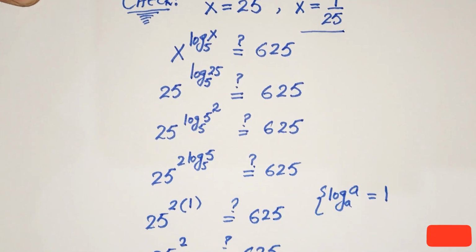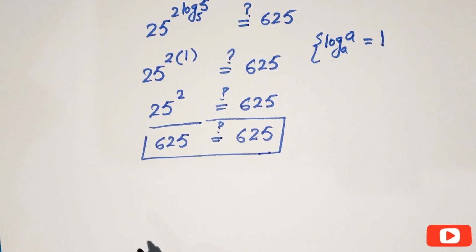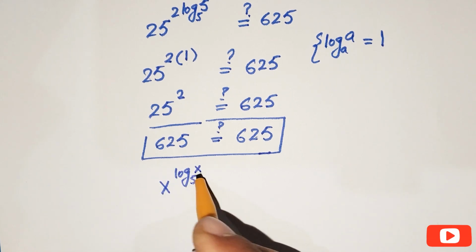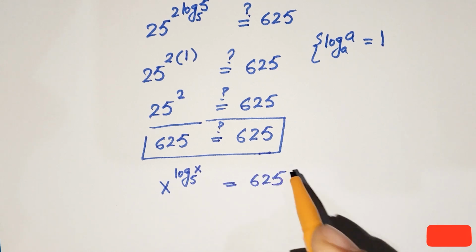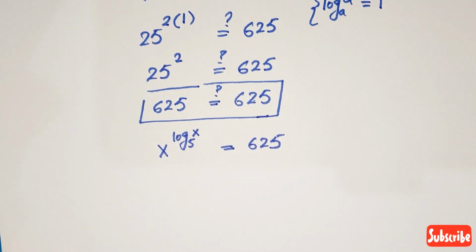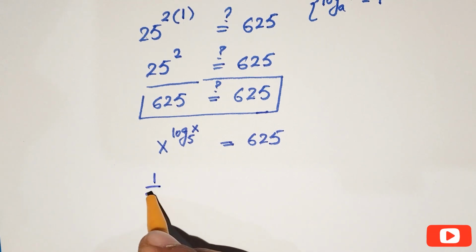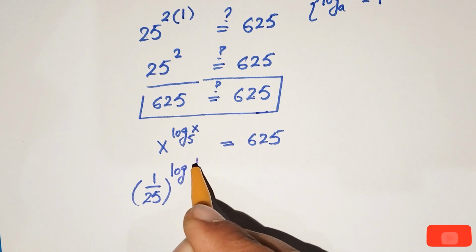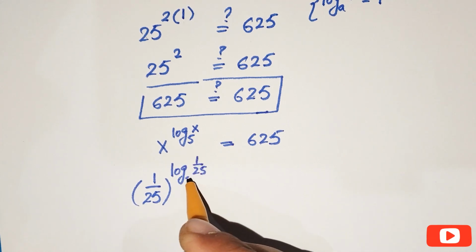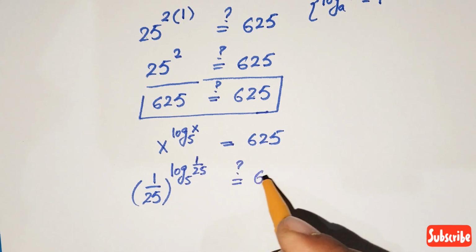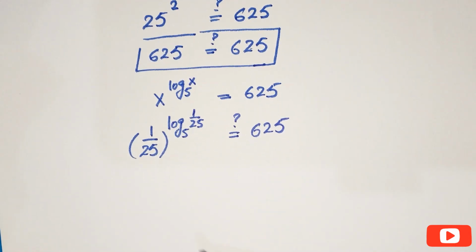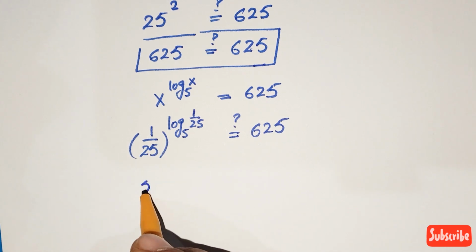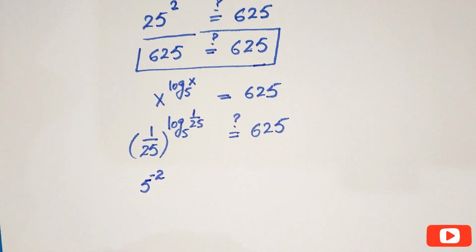So now we are going to put the other value. Recalling our problem, which is x to the power log x with base 5 equal to 625, now when x is equal to 1 over 25, this x will be 1 over 25 to the power log 1 over 25 with base 5, equal to 625. So here we can write this 1 over 25 as 1 over 5 square, and 1 over 5 square can be written as 5 raised to the power minus 2.